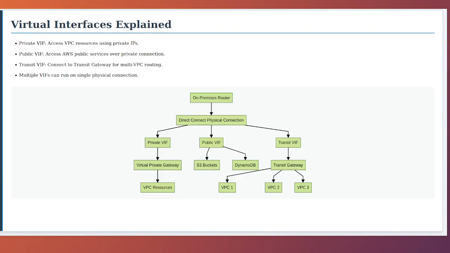Public virtual interfaces allow you to connect to AWS public services using public IP addresses.